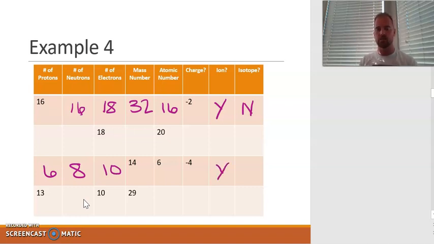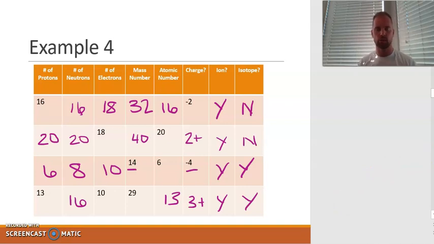Is this an ion? Yes, it is, because there's a charge. Is this an isotope? Well, let's check. What element are we looking at? It has 6 protons, so we're looking at carbon. And carbon's average mass is about 12. This particular carbon atom, though, has a mass of 14. So since it's different than the periodic table, that's a Y. Yes, it is an isotope. Go ahead and pause the video here, and then I want you to try rows 2 and 4 on your own.